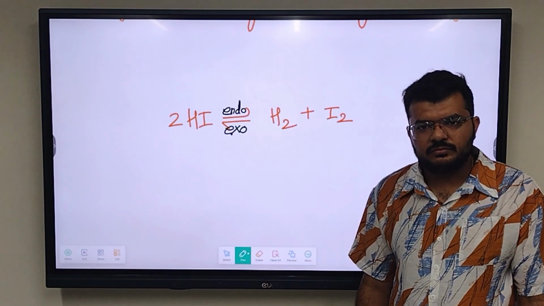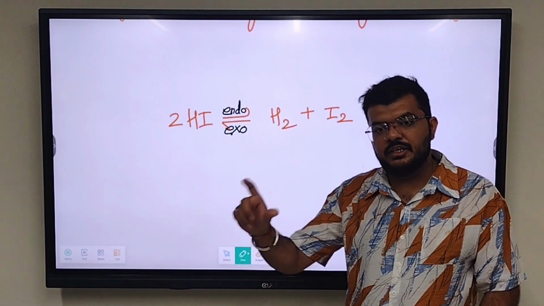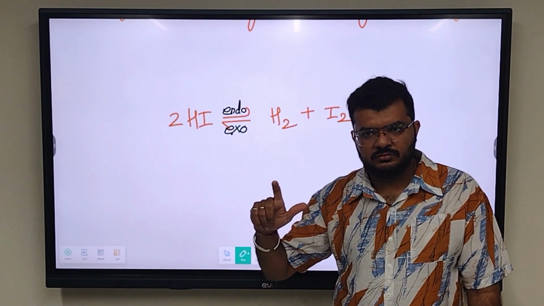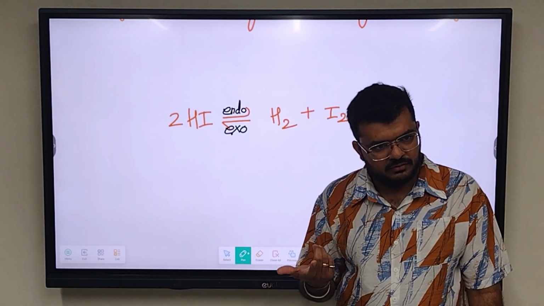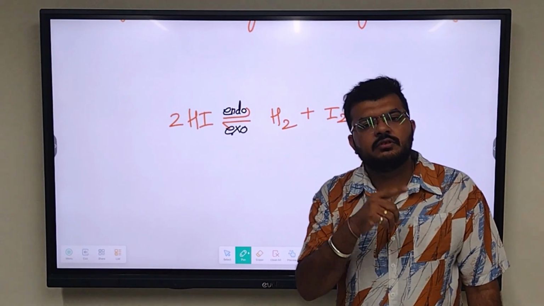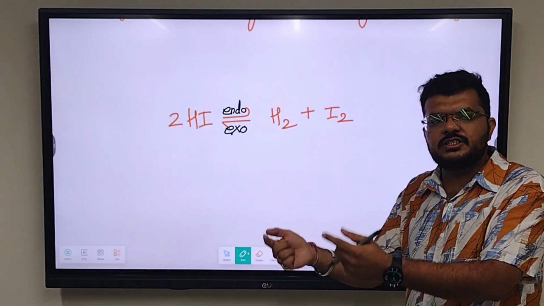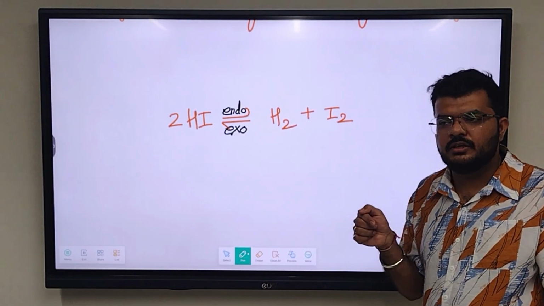So it is made very fast until the equilibrium point is reached. After that, will it still be made? Yes. It will be made, but then some will always convert back. So hydrogen iodide, even after reaching equilibrium, still decomposes to hydrogen and iodine.